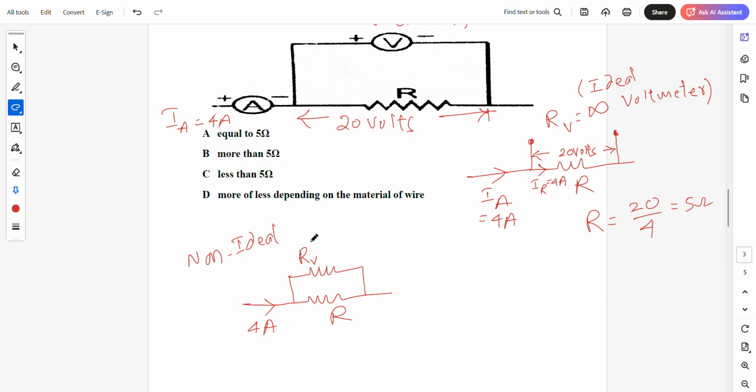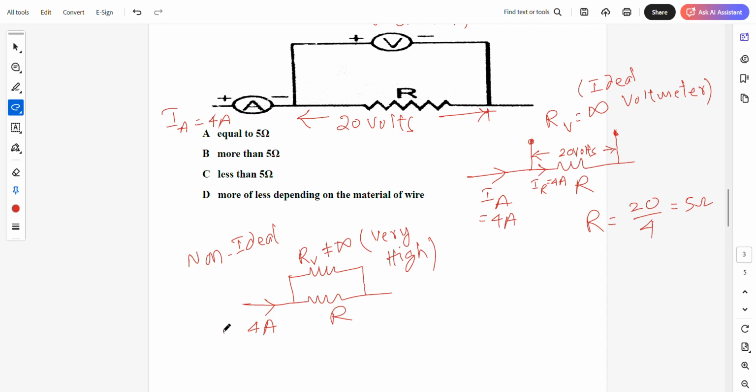Non-ideal means RV, the resistance of the voltmeter. We will be having some resistance that is not equal to infinity. Very high resistance we will be having. I will consider this as RV, not equal to infinity, but very high. Okay, now what happens?